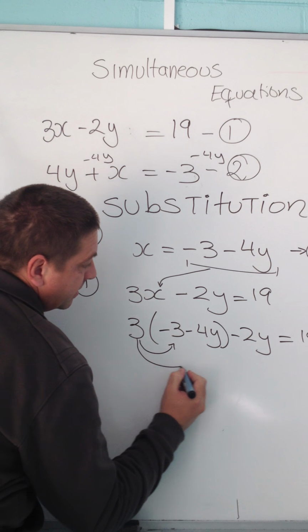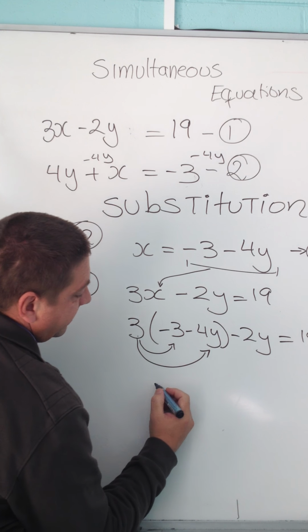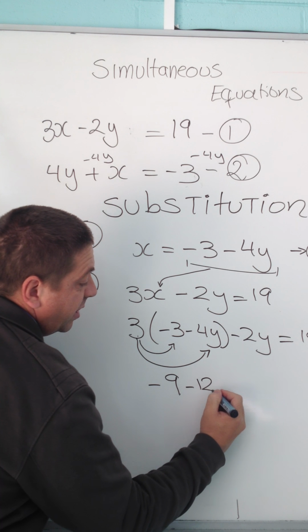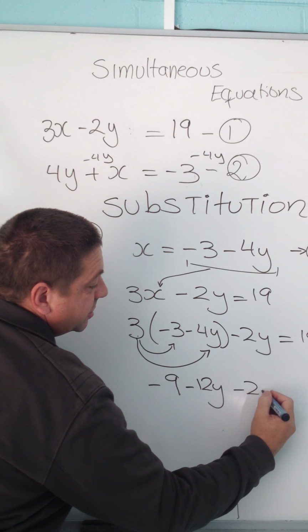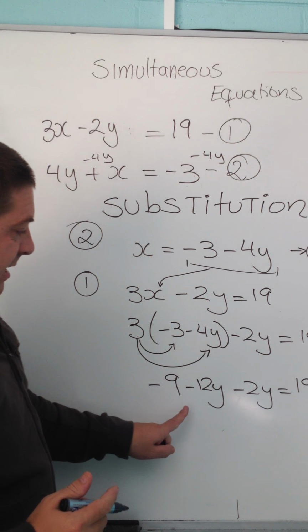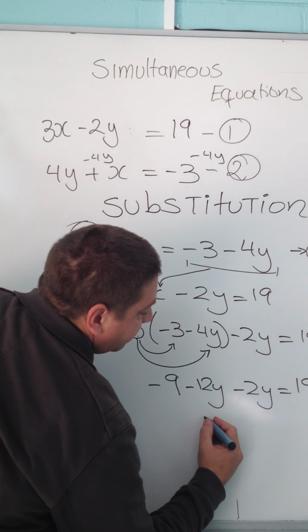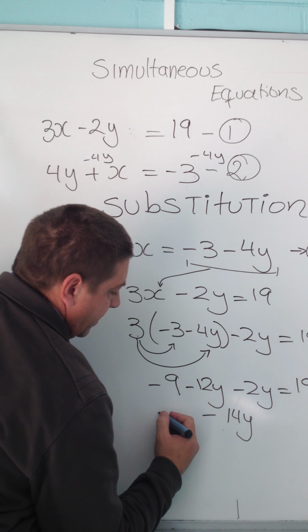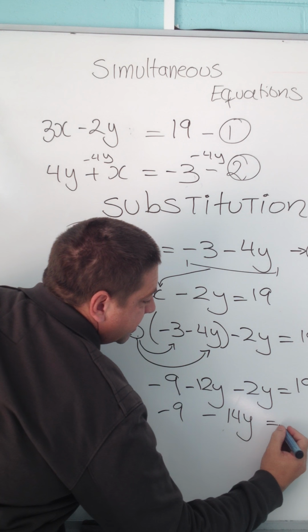Expand the brackets. So 3 times negative 3 is minus 9. 3 times minus 4 is minus 12y. Minus 2y equals 19. Now, collecting like terms, that ends up being minus 14y equals 19.